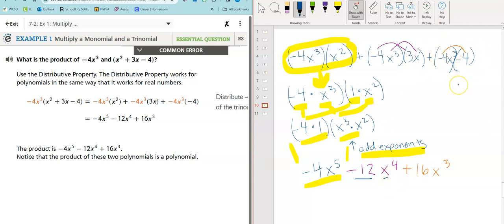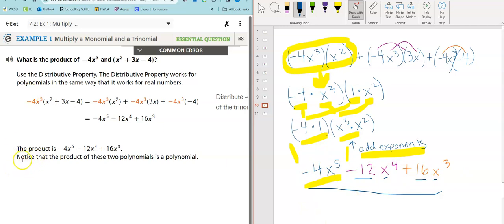Now, at this last one here, you can see that the term I'm multiplying by, I have one term with a variable and one term that's a constant with no variable. So I'm just going to multiply the constant and the coefficient. Negative 4 times negative 4 is positive 16, and then my variable stays the same. The way that we have them written here is in standard form with my highest degree first, from highest to lowest, and that would be my final answer.